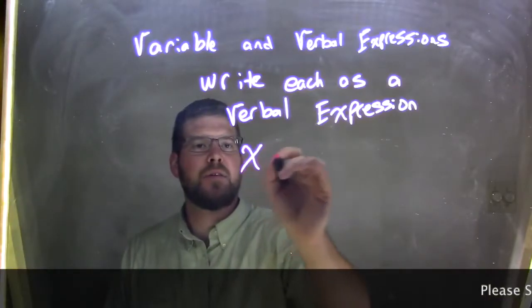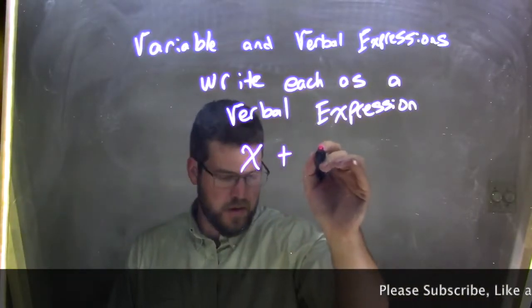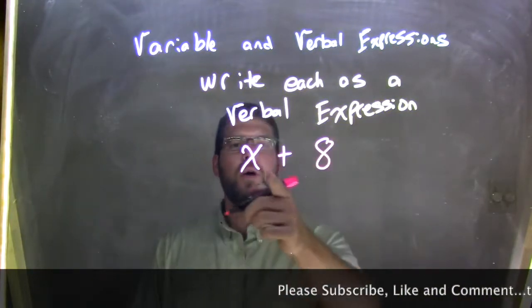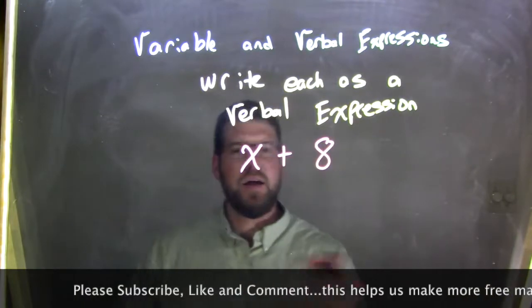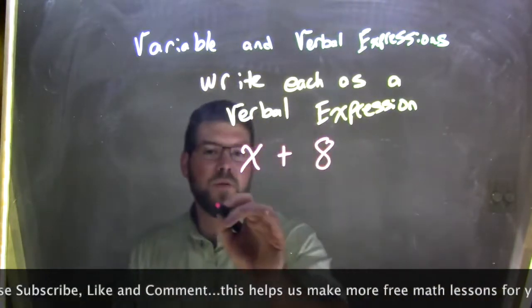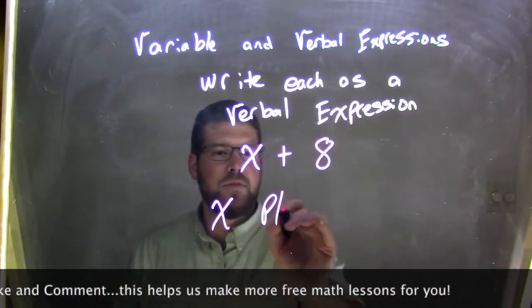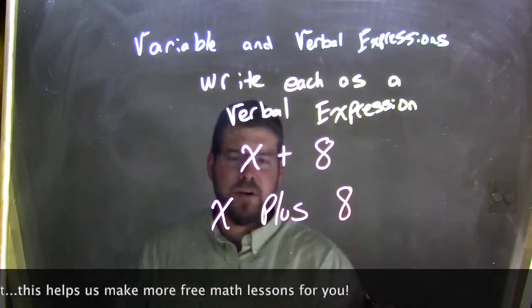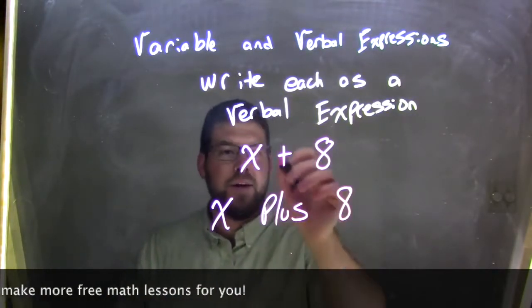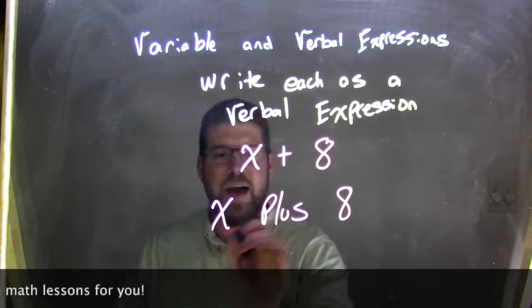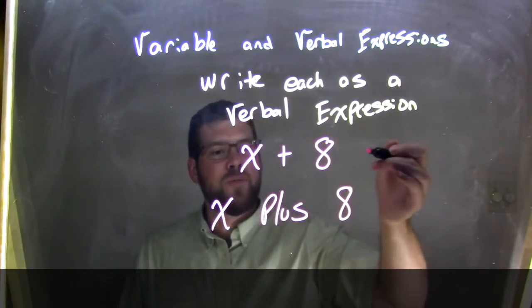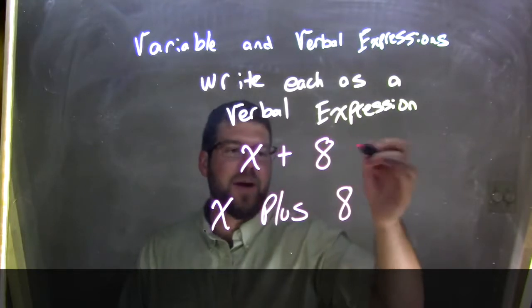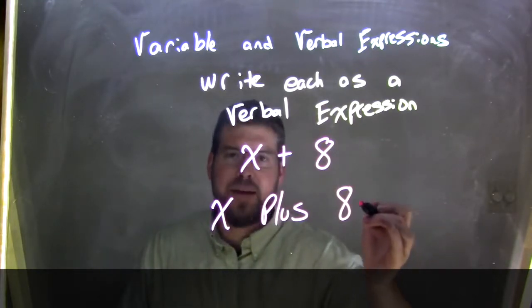The letter X plus 8. Well, we have X plus 8. We're in addition here, X added by 8. We can really write it as X plus 8. Fairly simple. That plus sign right here, we just write the word plus. So we have X plus 8. Again, we take that variable expression and make it into a verbal expression.